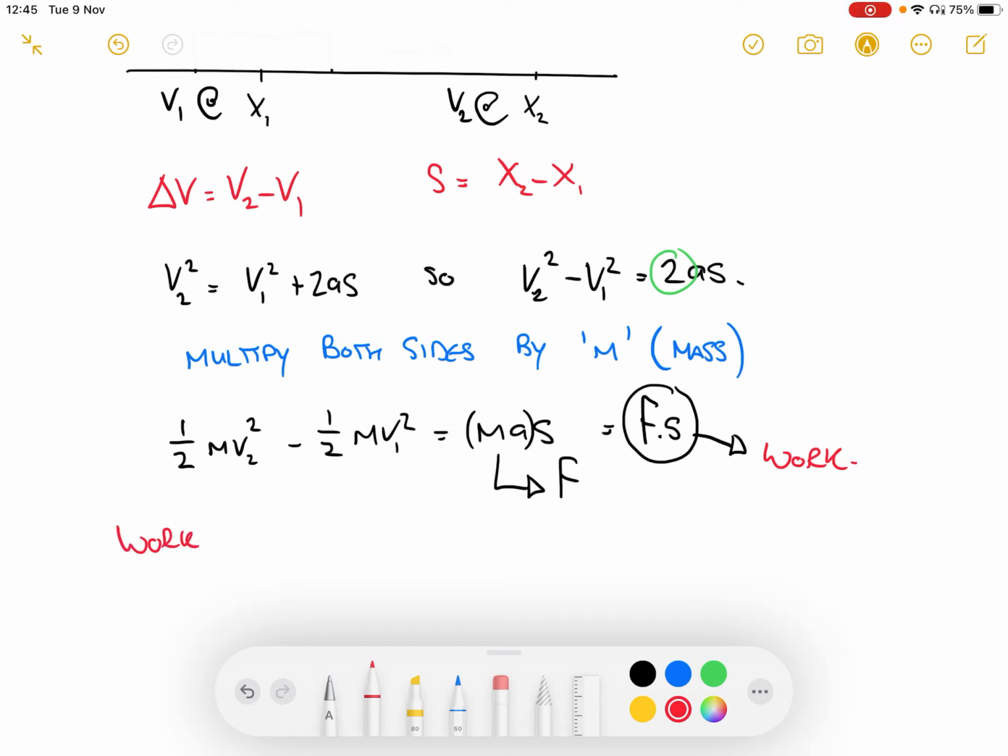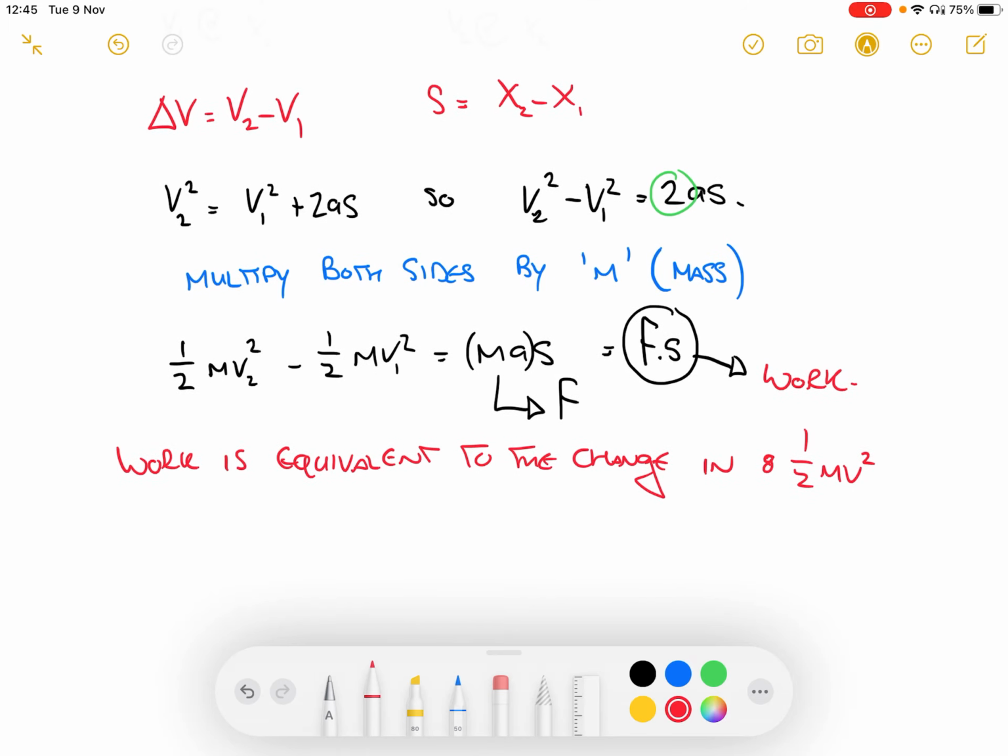So the work is equivalent to the change in this quantity, 1/2 mv squared. We have 1/2 mv2 squared minus 1/2 mv1 squared, which, because the mass doesn't change, represents the change in this quantity, 1/2 mv squared. And this quantity, 1/2 mv squared, we'll call K, and that's going to be the kinetic energy of the block. So 1/2 mv squared tells us the kinetic energy.